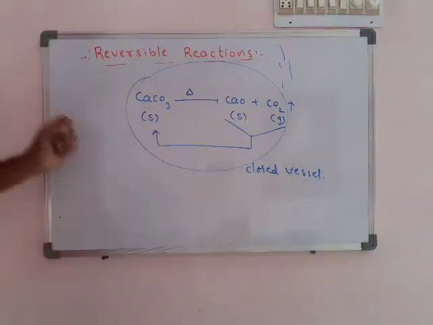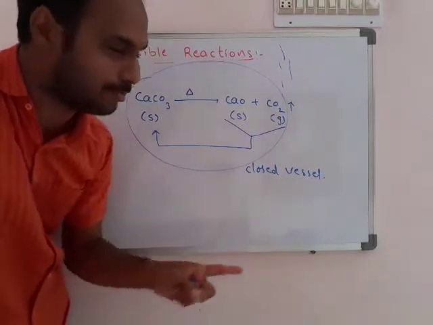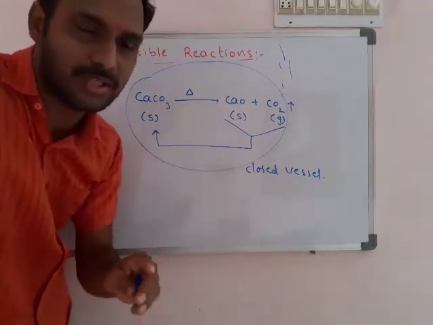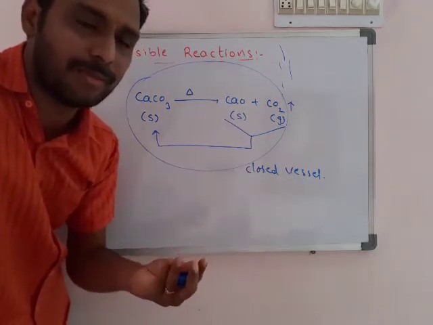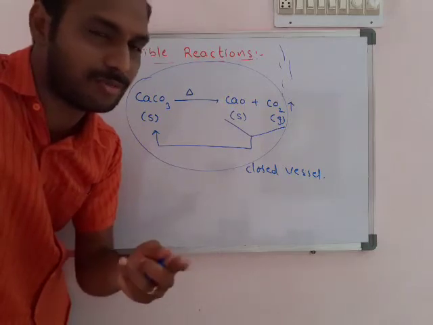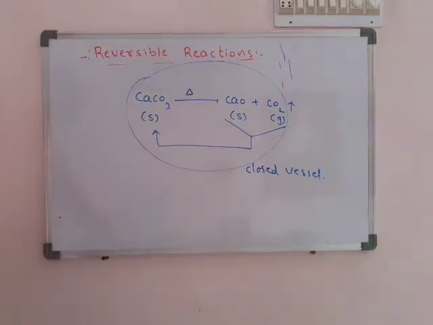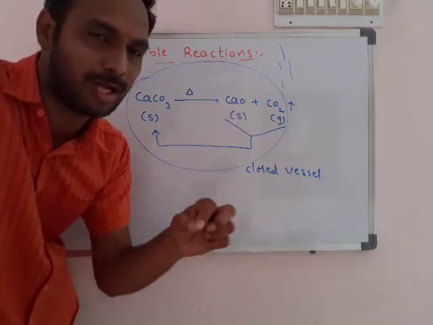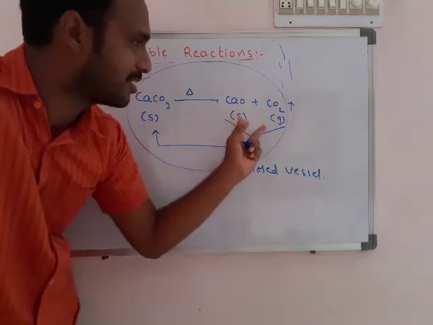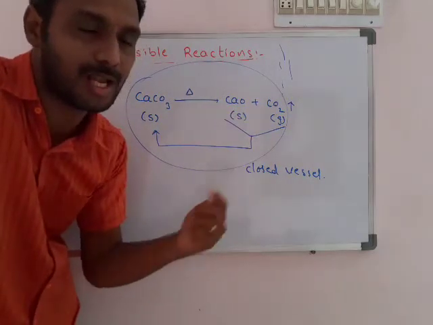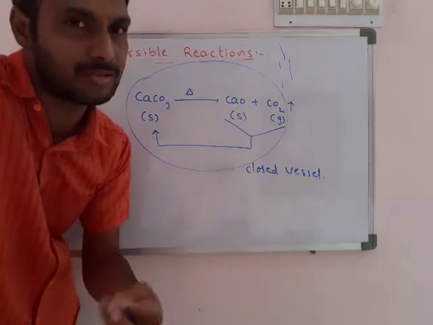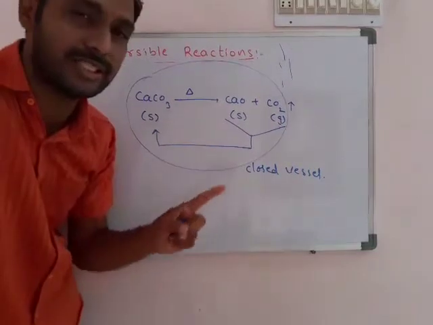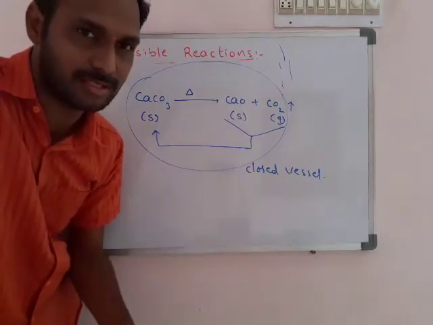For reversible reactions, the main condition is that they must take place only in closed vessels. If everything is in the solid state, it's no problem, but in many reactions there is a formation of gaseous products. Even if only one of the products formed is a gas, and it mixes into the atmosphere, then there is nothing left for the reverse reaction. So even if the reverse reaction is possible, it will not take place. That's why the condition is that reversible reactions generally take place in closed vessels.